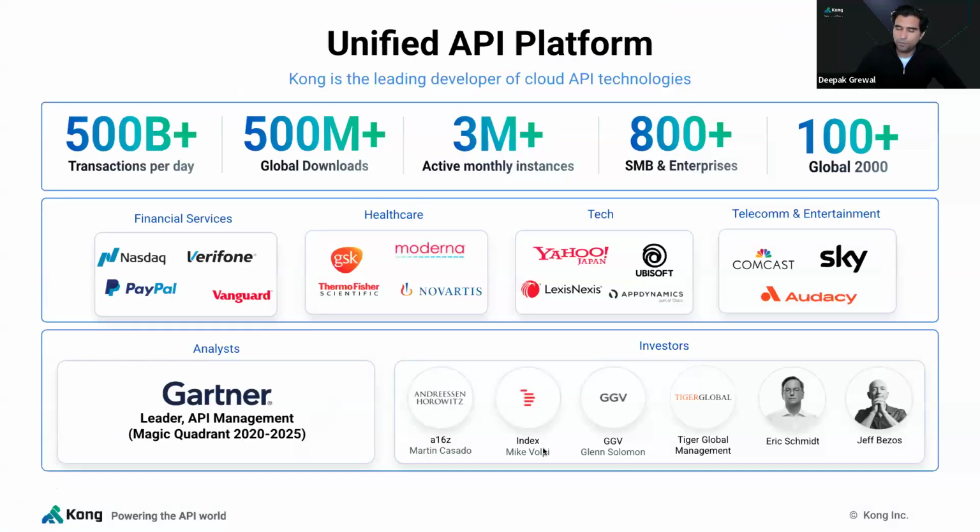But a little bit about Kong. If you were not familiar, we are an API platform company. We're one of the leading API platform companies. You can see some of these figures on the screen. We're also a leader in the Gartner API management. We have over 800 enterprise customers now. So we work a lot in both the Benelux as well as the European region with a lot of our customers.